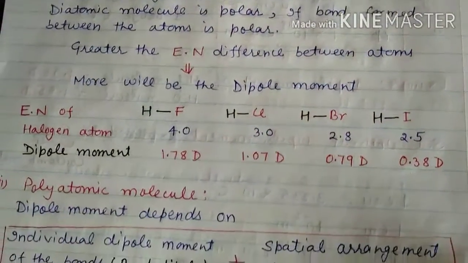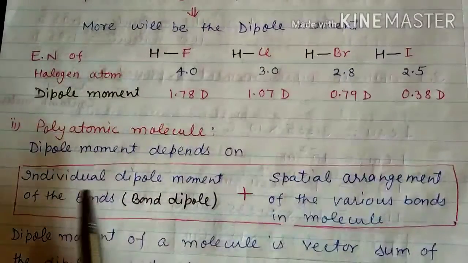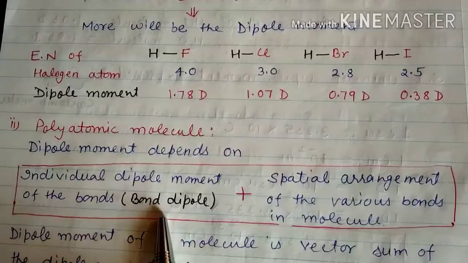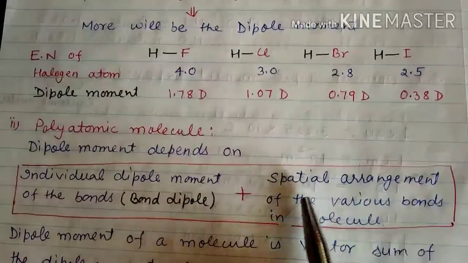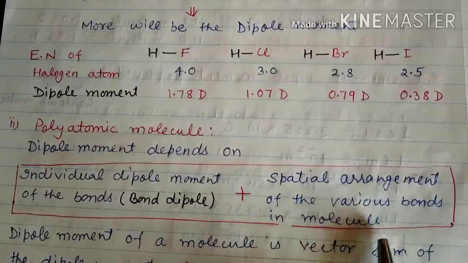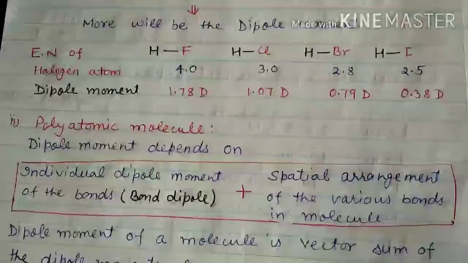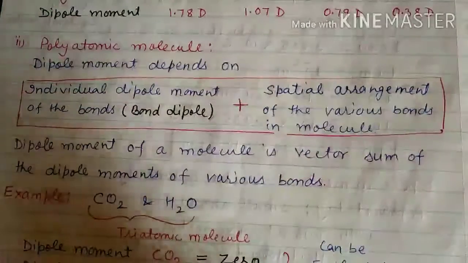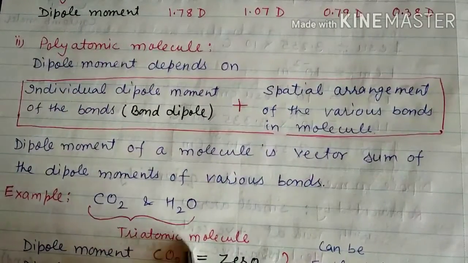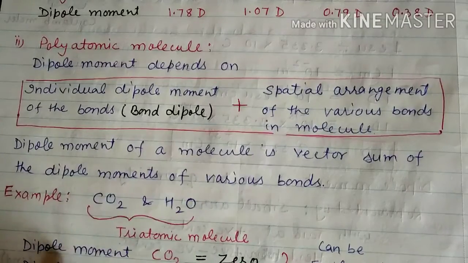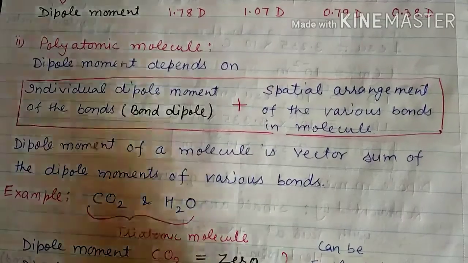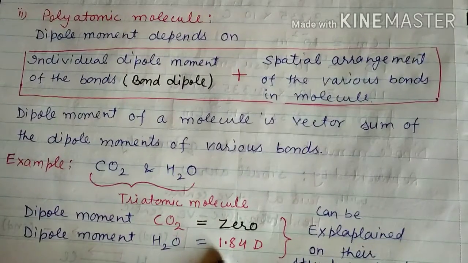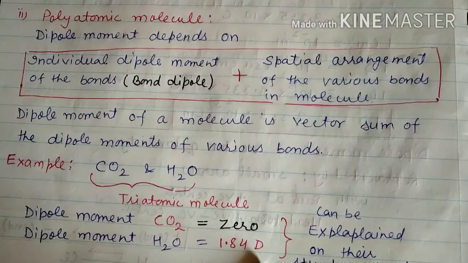Now for a polyatomic molecule, the dipole moment depends upon the individual dipole moments of the bonds, that is bond dipoles, and the spatial arrangement of the various bonds in the molecule. For example, consider polyatomic molecules like carbon dioxide and water. These are triatomic molecules having three atoms. The dipole moment of CO2 is 0, but the dipole moment of water, as we have already discussed, is 1.84 D.